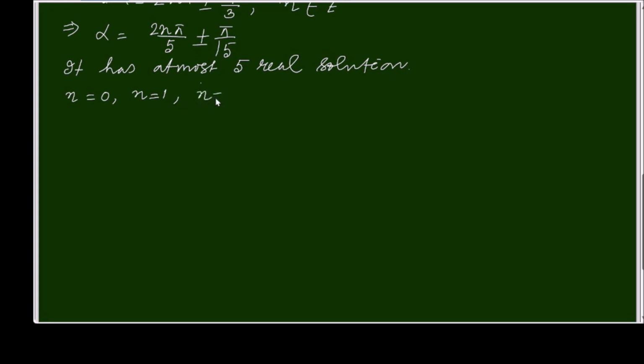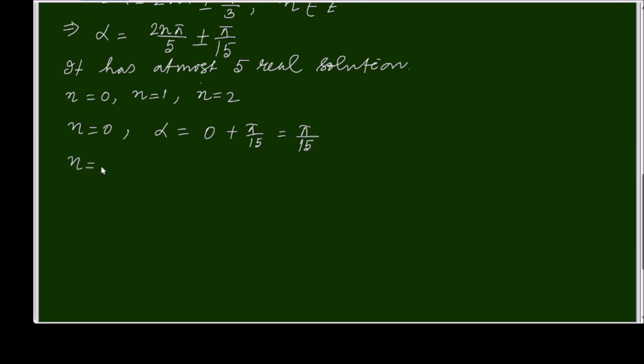So to define the 5 alpha and as well as alpha, n should be here 0, n should be 1, and n should be 2. So let us go one by one. When n is equal to 0, alpha is equal to 0 plus pi by 15, that is equal to pi by 15.